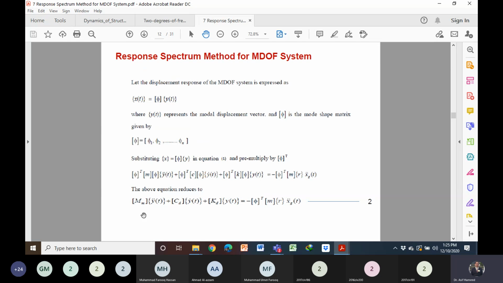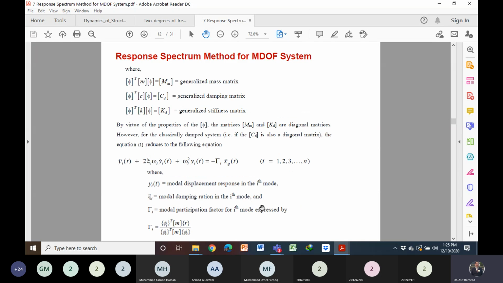On the right hand side, we have phi t, mass matrix R, and then we can divide the complete expression by capital M. So this will be equal to 1. This will be equal to C matrix divided by M matrix. This will be equal to K matrix divided by M matrix. And we can divide the right hand side by the M matrix. So look at here, we will have 1 here. What is C over M?